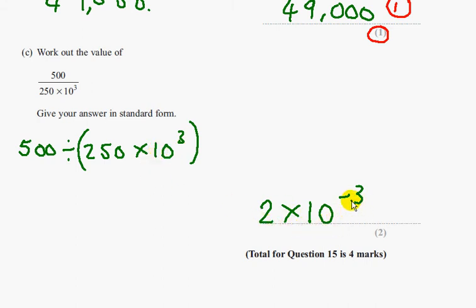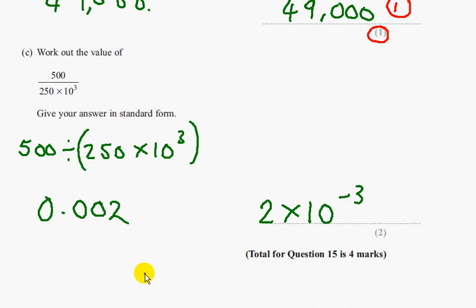The calculator gave it to me in standard form straight away, but some calculators may not. So it may give you 0.002, and that's the answer as an ordinary number, and it says give your answer in standard form. So you need to convert this 0.002 into standard form, which is 2 times 10 to the minus 3. And that's it for part C.